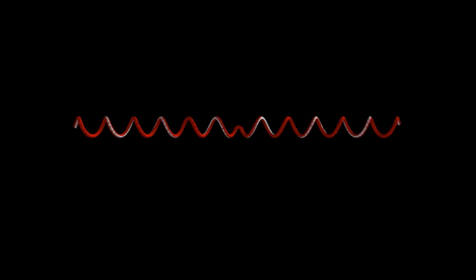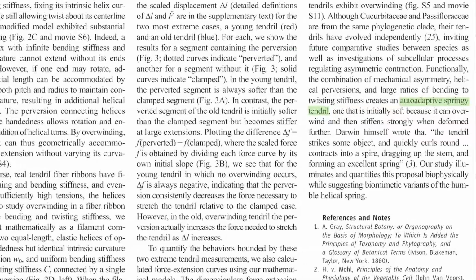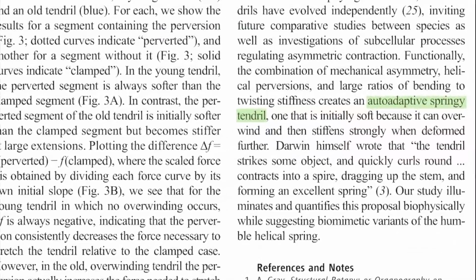But what does overwinding mean for the plant? Pulling leads to a two-phase response by the tendril. First, it acts like a soft spring while overwinding, but then it enters a second, more resistant phase as it begins to unwind. This unusual type of spring with a two-phase mechanical response has never been seen before in nature or in engineering design.